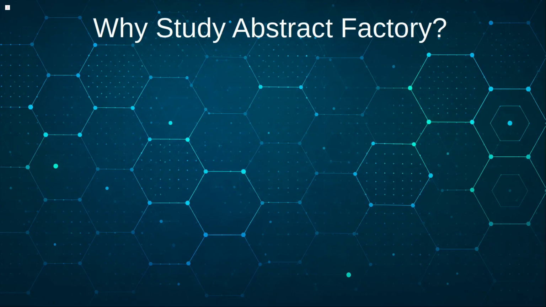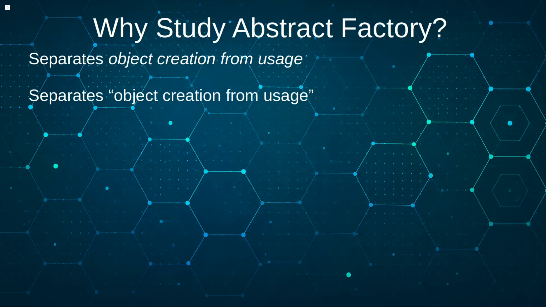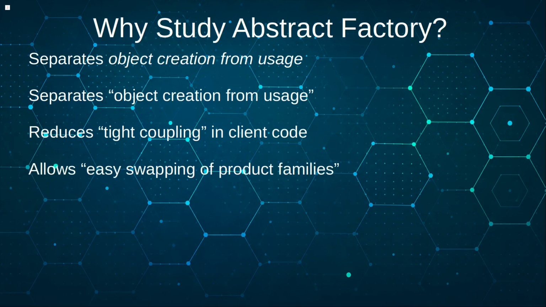Why study the abstract factory pattern? Separates object creation from usage. Keeps creation logic independent from the code that uses the objects. Reduces type coupling in client code. Client depends on abstraction, not specific implementations. Makes code easier to extend and modify. New families can be added without changing existing client code. Allows easy swapping of product families. Switching factory changes behavior without rewriting client.